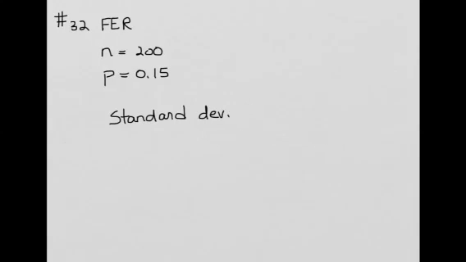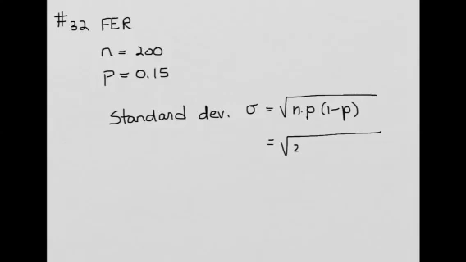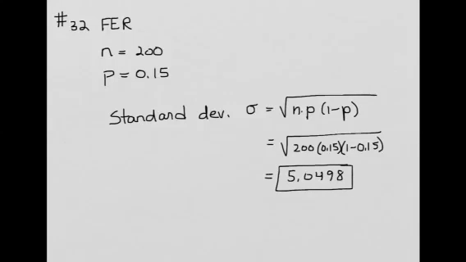And in 32, now we want the standard deviation. Again, this formula is given. Sigma is equal to the square root of n times p times 1 minus p. So this is 200 times 0.15 times 1 minus 0.15. And when you put that into your calculator, you get 5.0498. And that's my final answer. So that's how you would work those 5 problems.